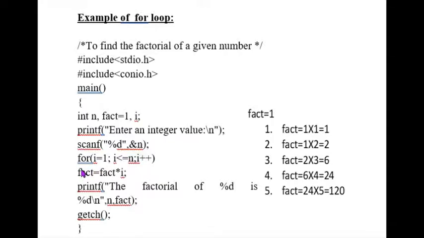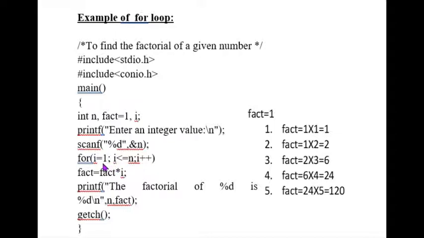Now, the for loop will start from this for: i equal to 1 semicolon, i less than or equal to n semicolon, i plus plus. That means the value of the counter i will start from 1 up to the number n, for which we want to find out the factorial, and every time the increment value will be 1.